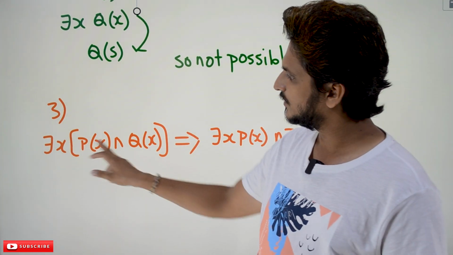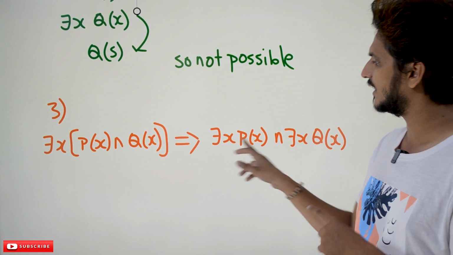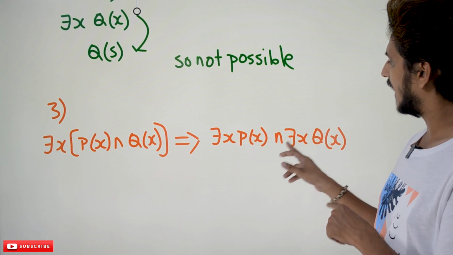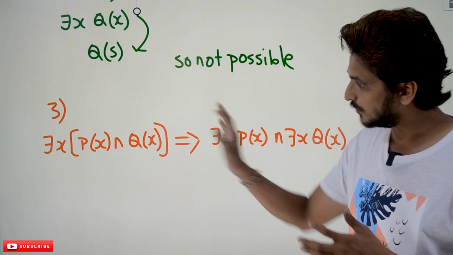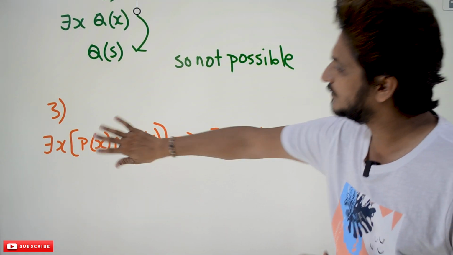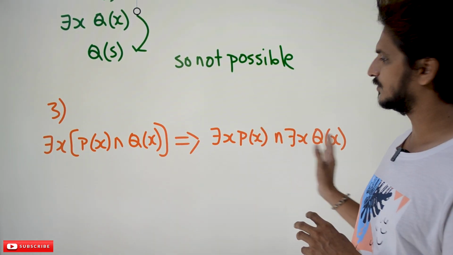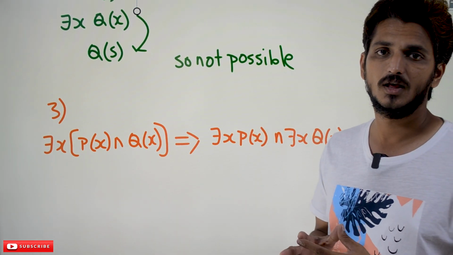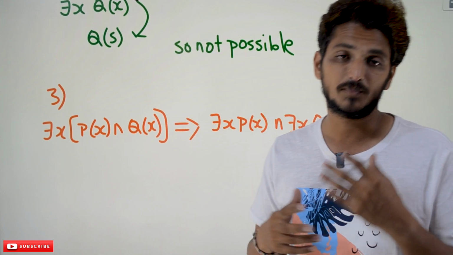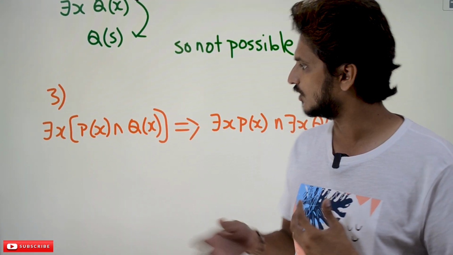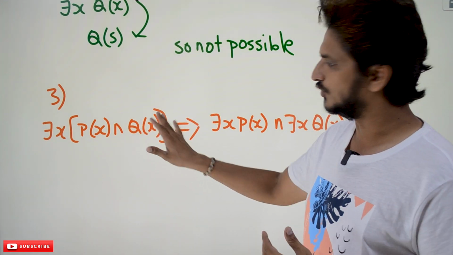Now take the opposite of the second question. There exists x, p of x and q of x tautologically implies there exists x p of x and there exists x q of x. Can you show that? Yes, it is possible. From this we need to conclude these two. Is this possible or not? Yes, it is possible. Try to solve it using the above examples and your previous knowledge. For better practice, you do it.